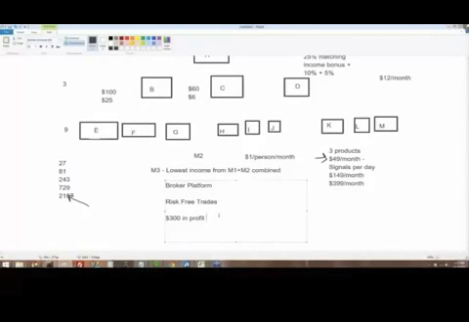Really the biggest thing is you guys have to not get greedy. That's, I think, the biggest factor. If you're not greedy about this, it works beautifully. Yeah, it is.